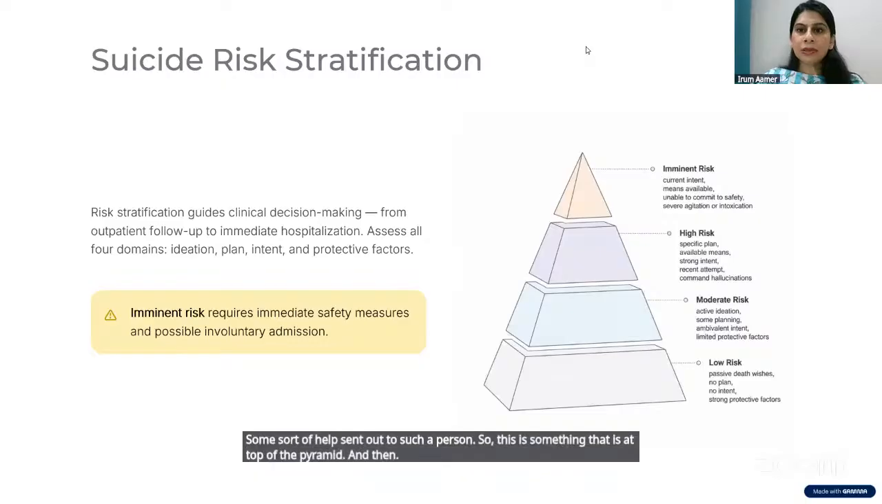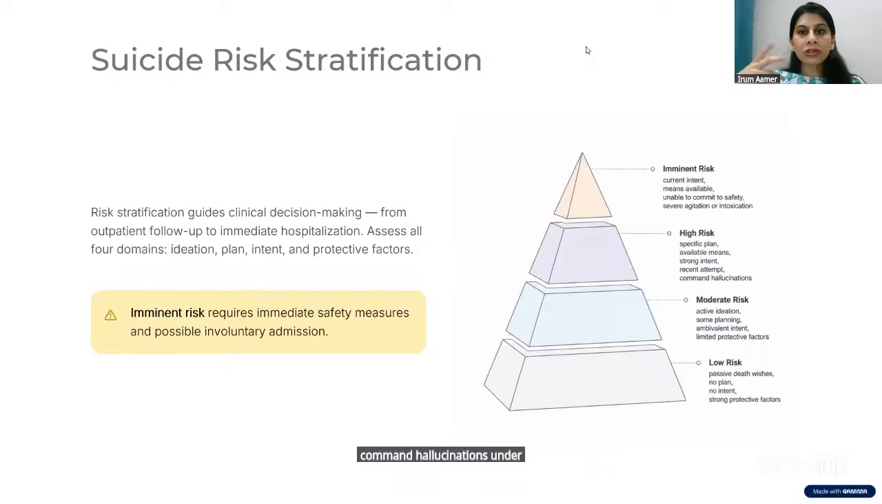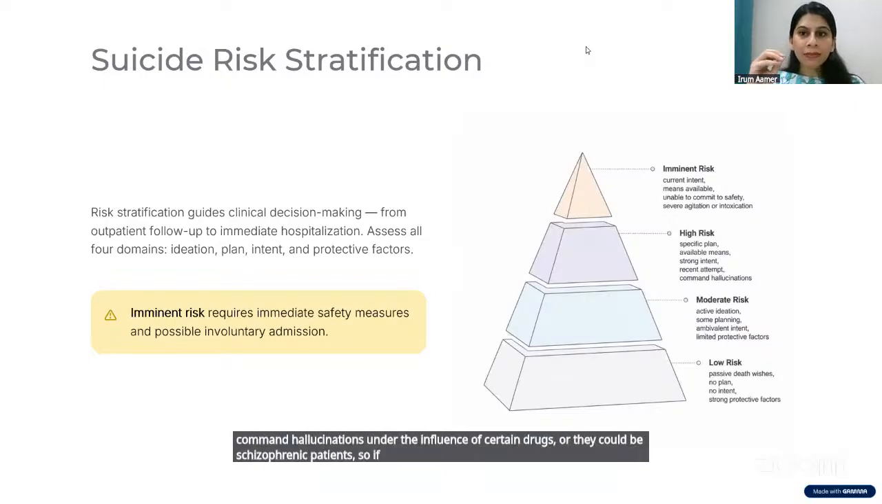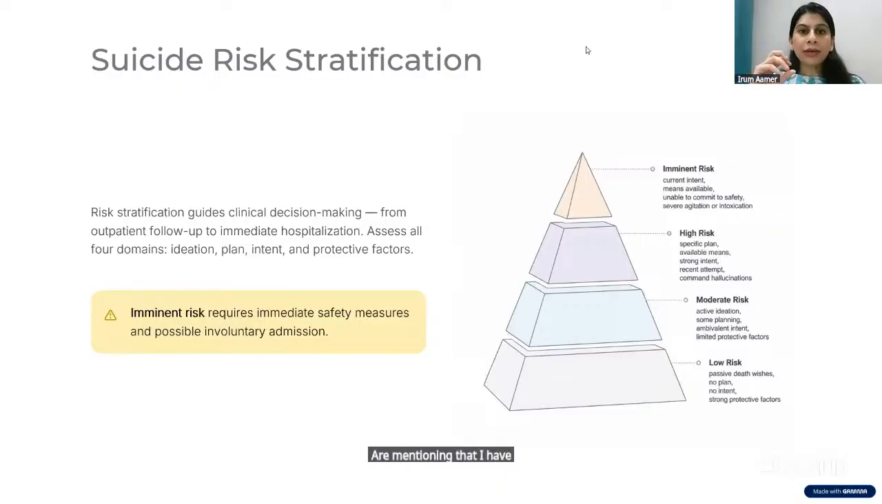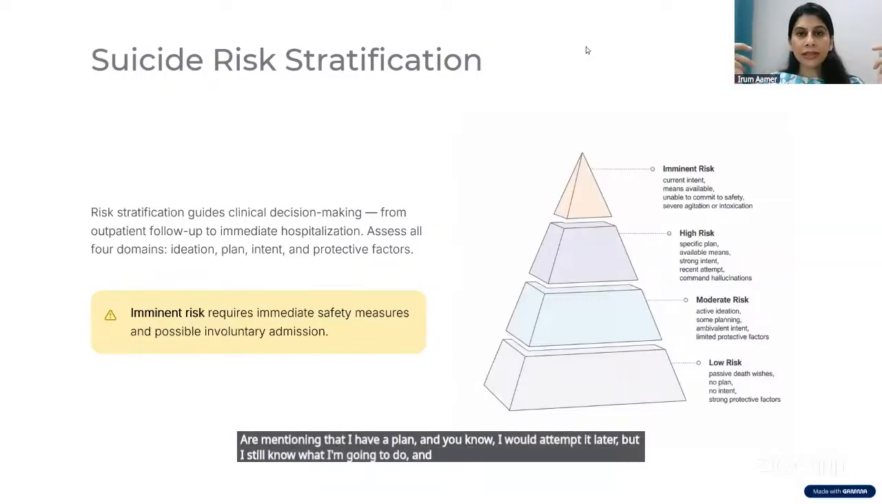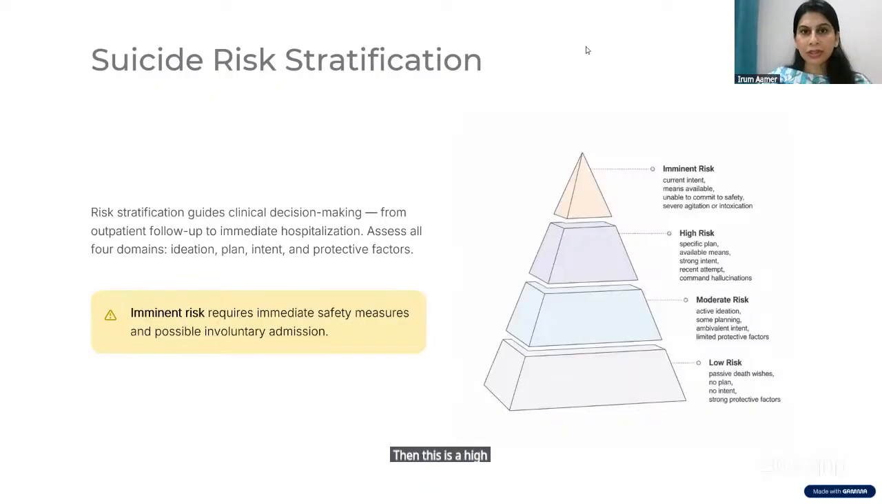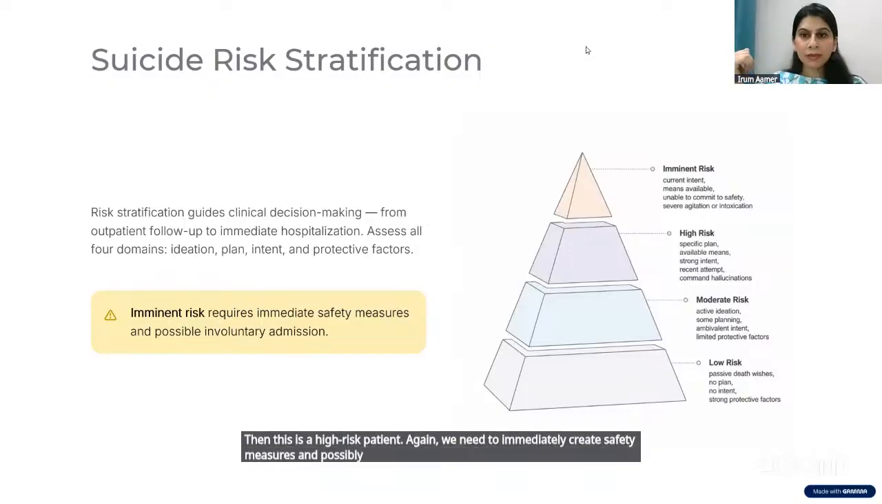And then there are patients who would report specific plans. They would have means, they would have strong intent, recent attempts, and sometimes they can even have command hallucinations under the influence of certain drugs, or they could be schizophrenic patients. So if they are mentioning that I have a plan, and I would attempt it later, but I still know what I'm going to do, and I can get the medications for overdose, then this is a high risk patient. Again, we need to immediately create safety measures, and possibly we can admit the patient as well.